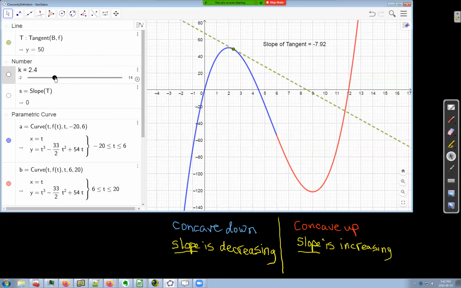Or the slope could be negative. Right here, the slope is a negative number. So it's not about whether the slope is positive or negative. It's not about whether the graph is increasing or decreasing. It's about how the slope is changing. So is the slope decreasing or is the slope increasing? So that's how concavity works.